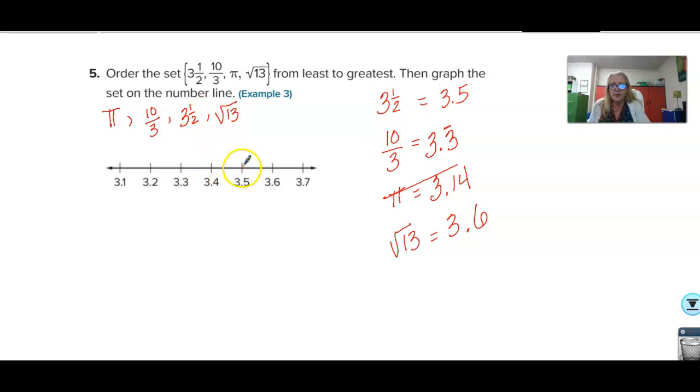And graphing them on the number line, 3.5 is here. This is 3 1/2. 10/3 is 3.3 repeating, which would be about a third of the way to 3.4. So that's 10/3. Pi is 3.14, which would be almost halfway to 3.2. That's pi. And then the last one is the square root of 13, which is 3.6. Square root of 13. See, this is kind of fun, right? I think it's fun.